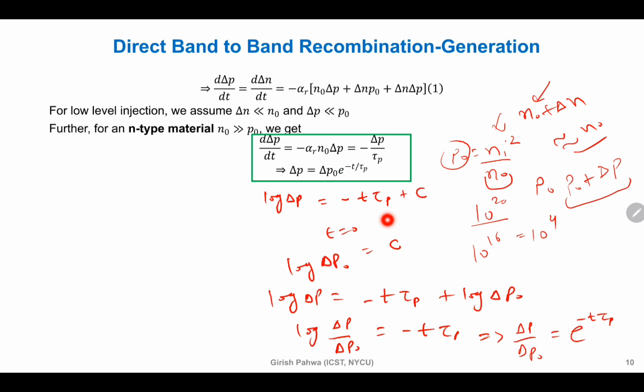You can actually calculate that. If you calculate the average time, the average lifetime of a minority hole, that will become equal to tau P. I'm not doing that derivation, but you can calculate the average, and it will come out to be tau P. Okay, so that's the physical interpretation of this tau. After tau, it will disappear.